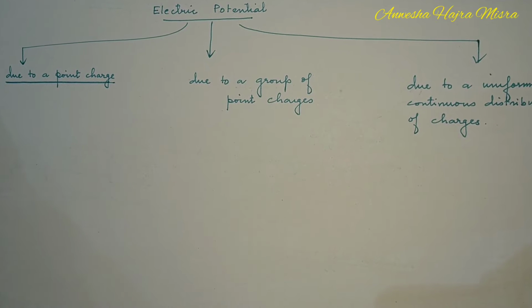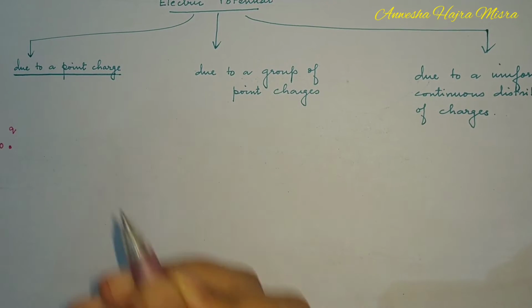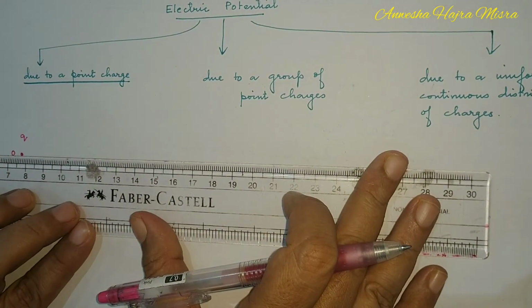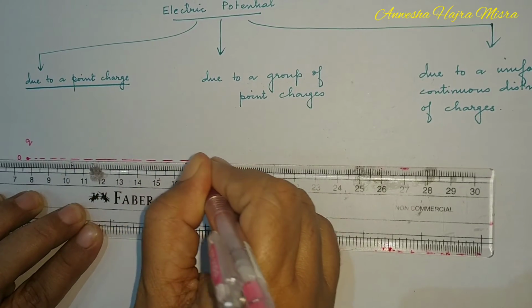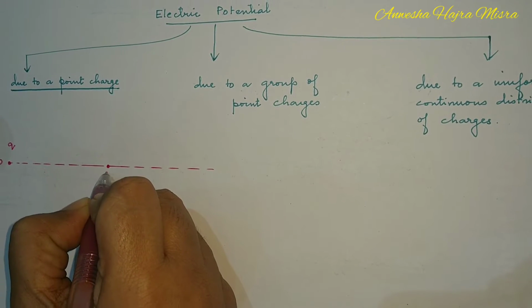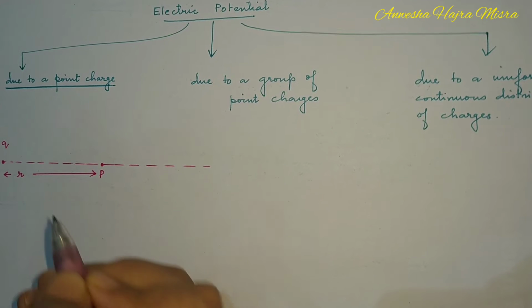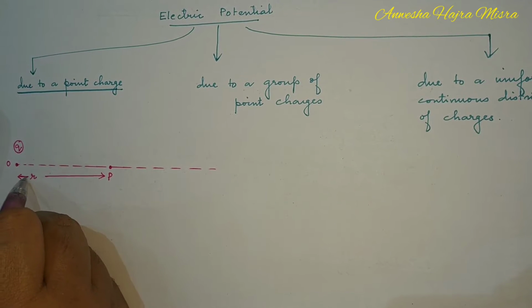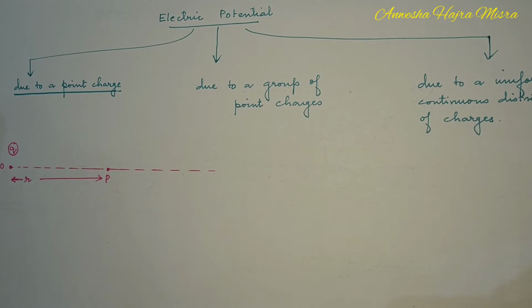Now suppose I have a charge Q at a point O and I ask you to find out the potential at any point P at a distance R from O. So, I have a Q charge at the point O and I ask you to find the potential due to this Q charge at a distance R from the charge Q at the point P.